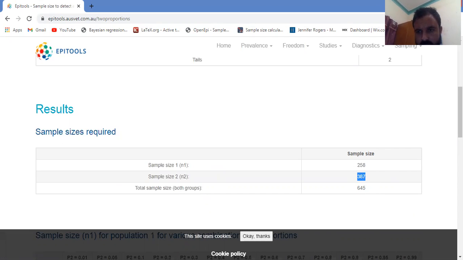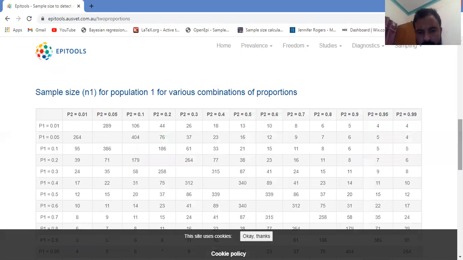So this is sample size calculation in studies where we are interested in detecting the difference or discrepancy between the two proportions of two different populations, or two samples selected independently from a population.